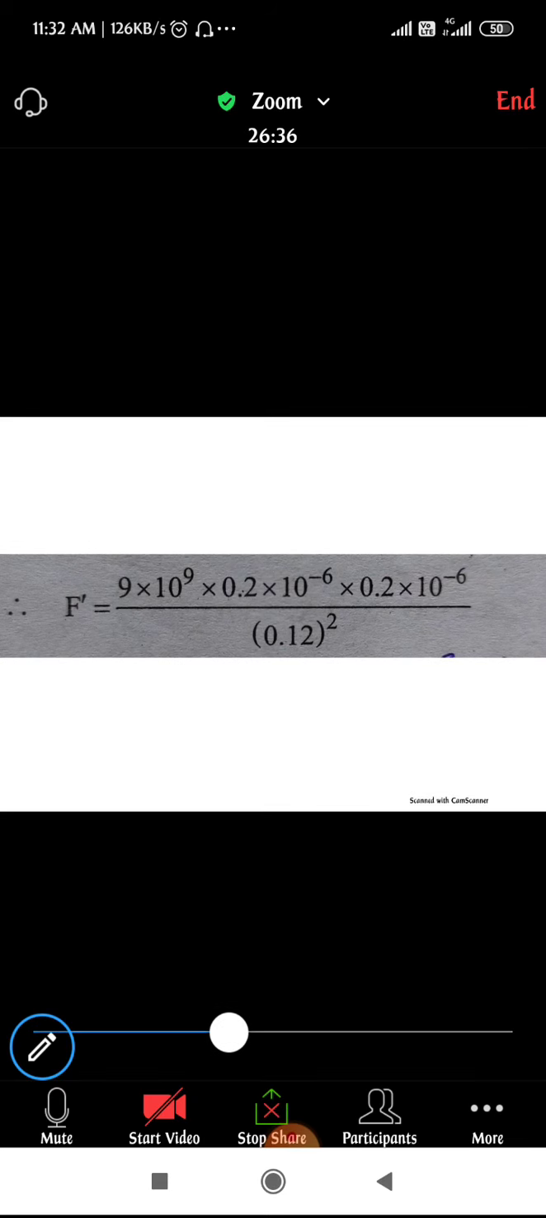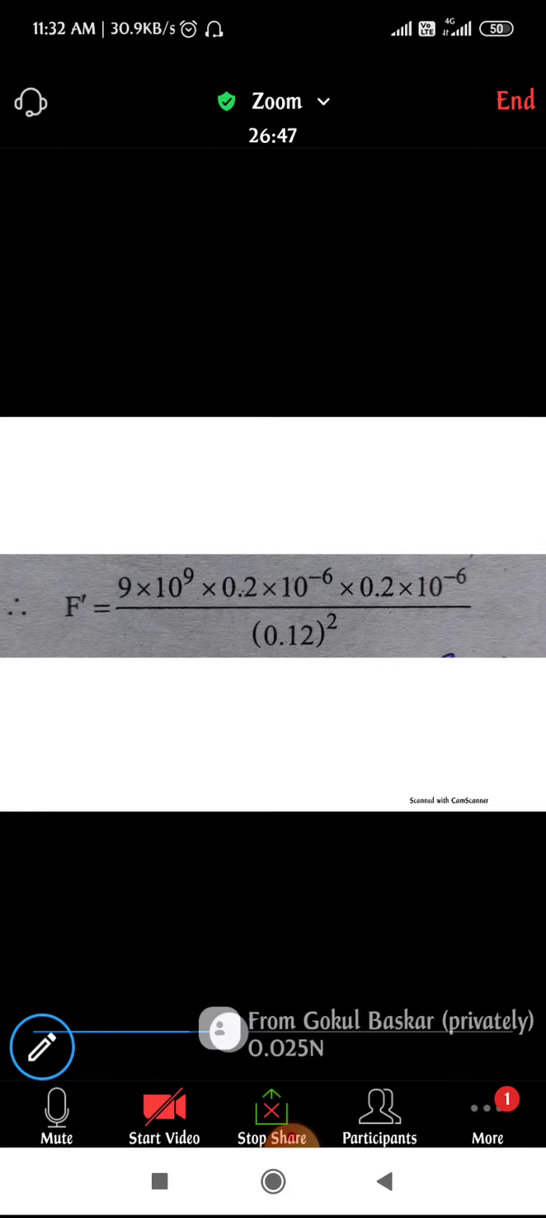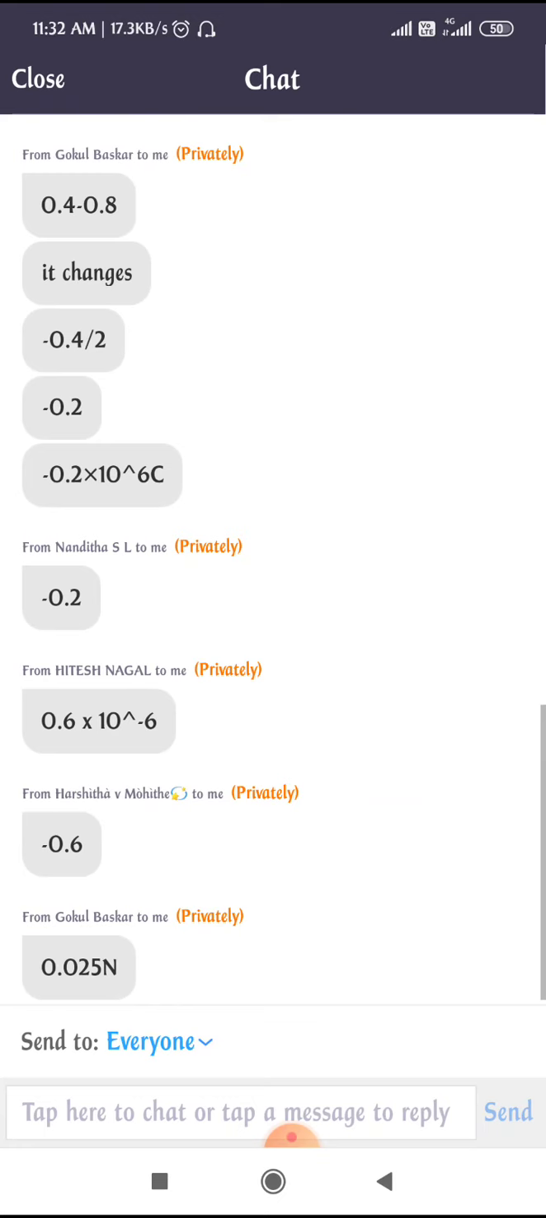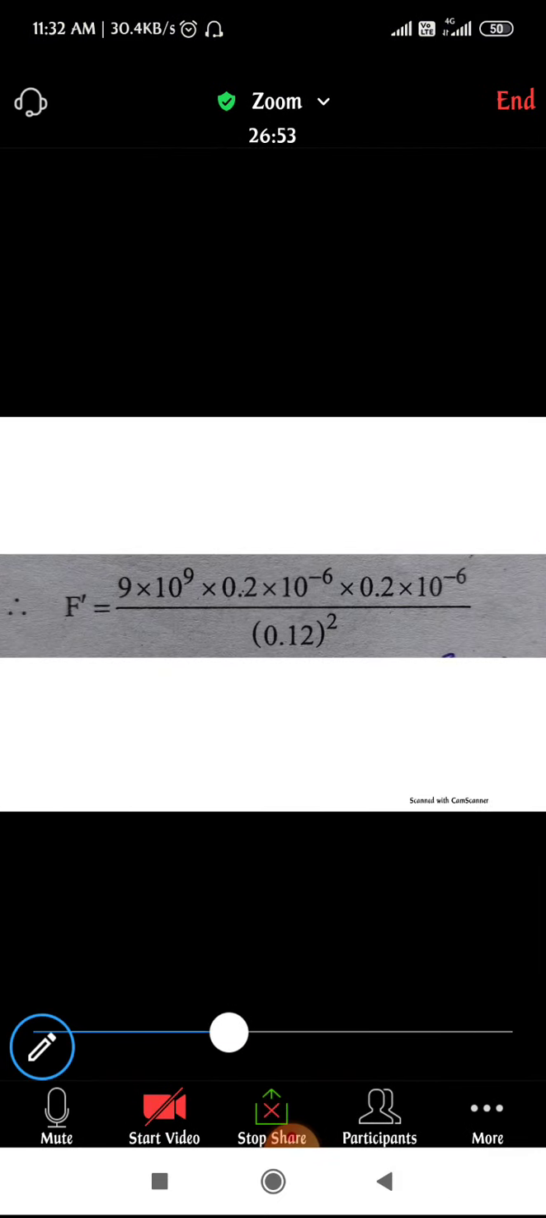Just calculate the answer. What are you going to get? The substitution has been displayed on the screen itself. Just get the value of F dash. Yes, Gokul, it's 0.025 Newton. Yeah, correct. How about others? Please do calculate.